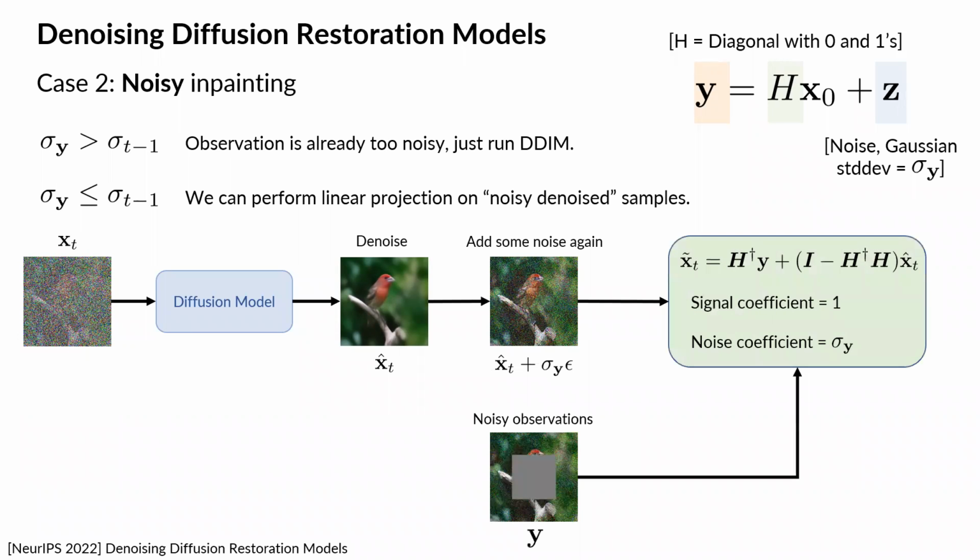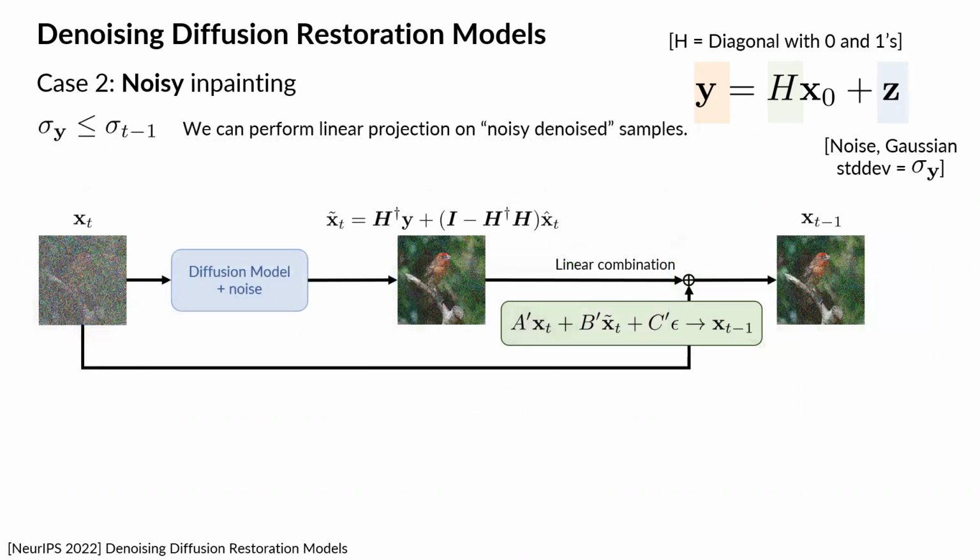And essentially, we want to combine the noisy denoised sample, which has a signal coefficient of 1 and a noise coefficient of sigma y, with the noisy observations. In the noisy observations, we also have a signal coefficient of 1, and the noise standard deviation is sigma 1. So by combining these two, we have an object that also has a signal coefficient of 1 and a noise coefficient of sigma 1.